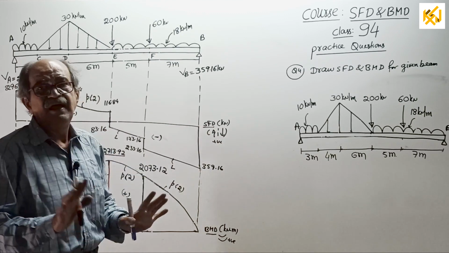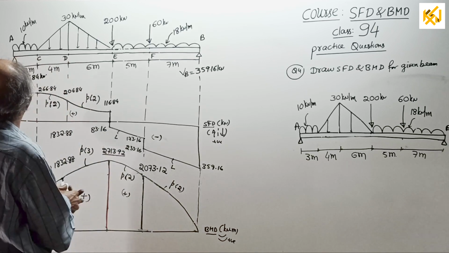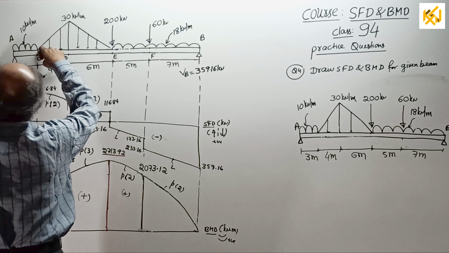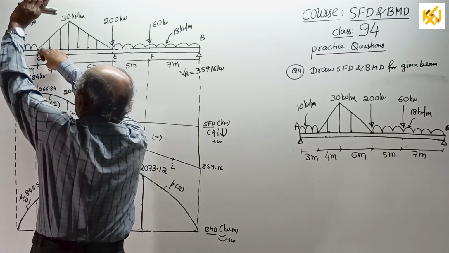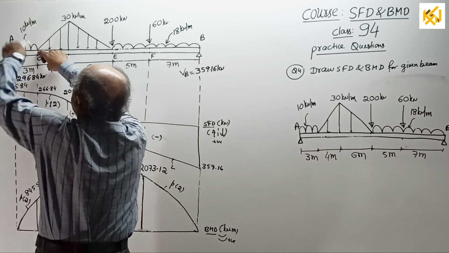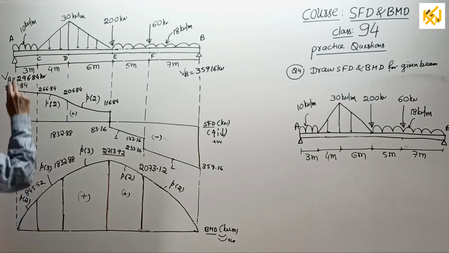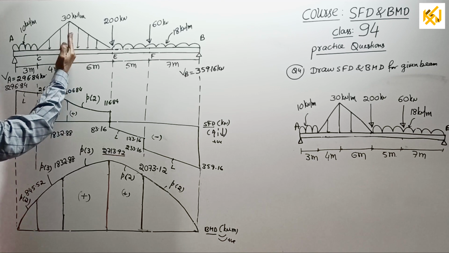Now lastly, BM calculation. I will dictate here, you write if required. BM at A, 0. BM at C, look this side: plus 296.84 into 3 minus 10 into 3 into 3 by 2. You will get 845.52. BM at D, look this side.